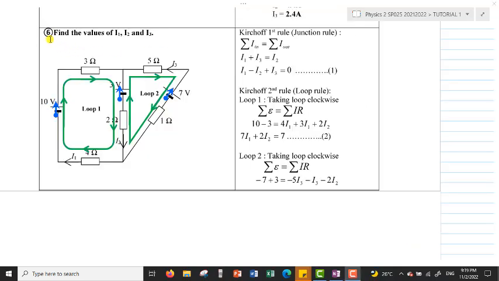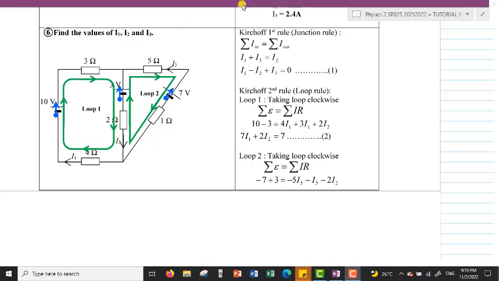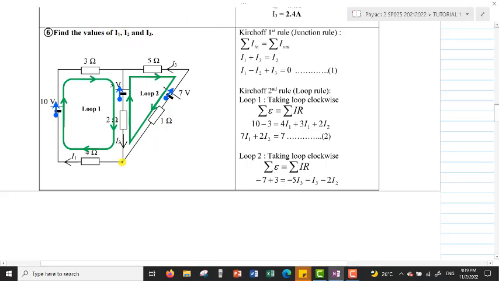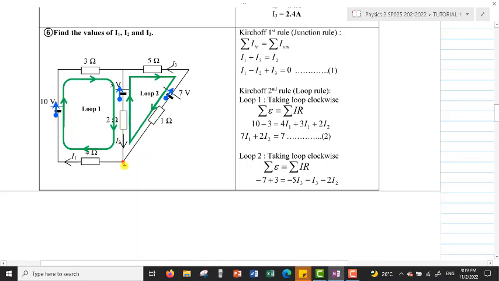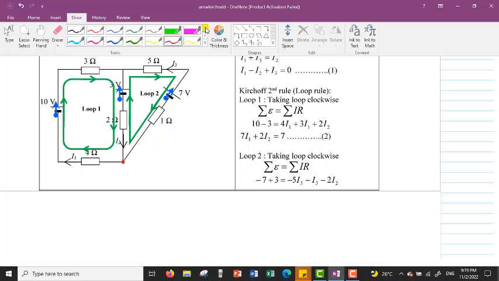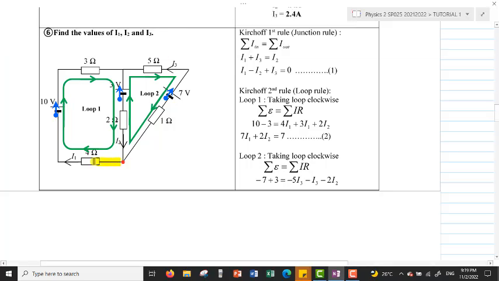Let's proceed to question 6. So we are still given a network circuit, and we want to find the value of I1, I2, and I3. If we refer to this junction, we are going to have 3 circuit paths, whereby this one will be the first circuit path, and we denote the current that flows as I1.